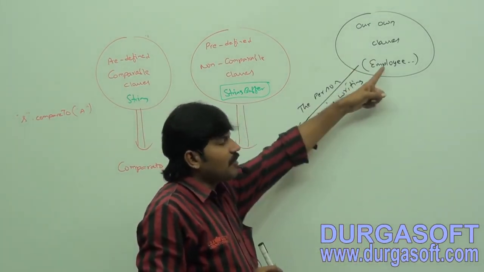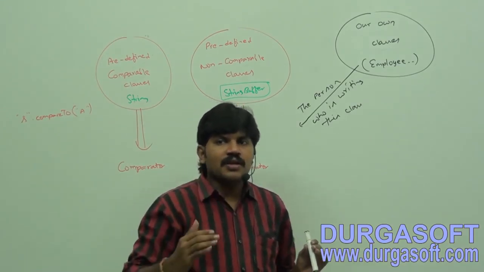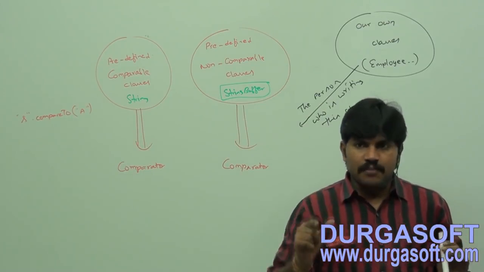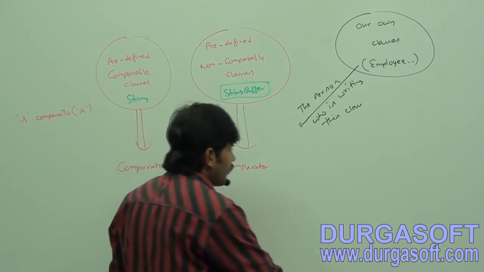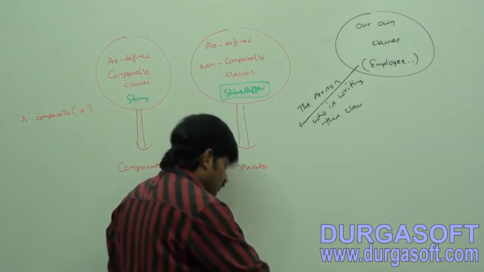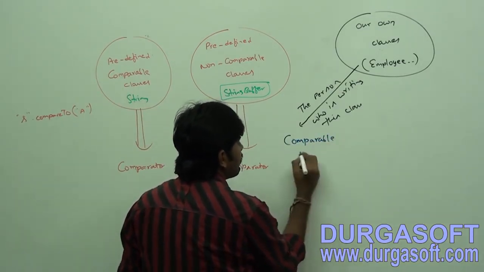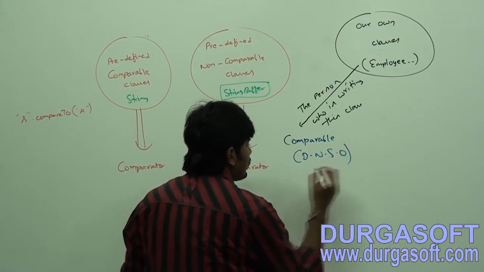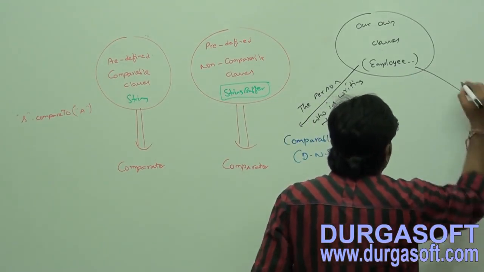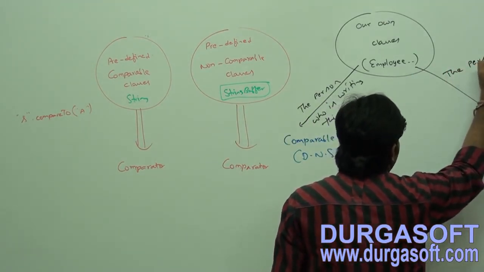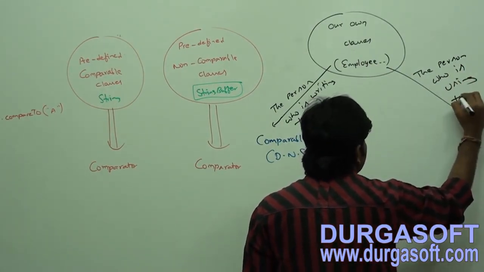Because who is writing the Employee class? This person. Class Employee implements Comparable. Within that Employee class, you define the public int compareTo method. So the person who is writing the Employee class is responsible to define the default natural sorting order by implementing Comparable. Next, the person who is using the Employee class.